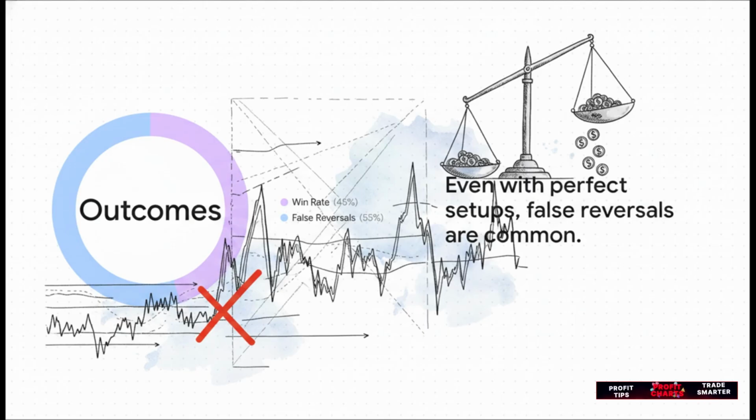Now remember that crazy failure rate we talked about earlier? Take a look at these outcomes. Your target win rate for these setups is only 40 to 55%. The false reversal rate is astronomical. Even with absolutely perfect setups, you are going to lose frequently. And this is exactly why a 2-to-1 risk-reward ratio is totally non-negotiable. You have to ensure your winning trades are significantly larger than your losing trades simply because the market is designed to fake you out. Strict risk management is basically your only true defense against institutional algorithms.